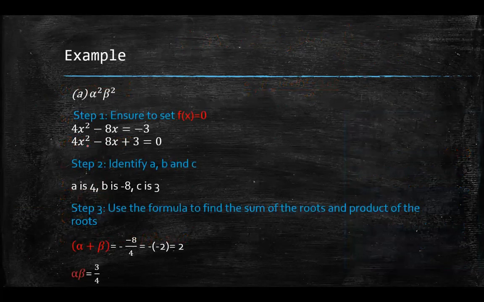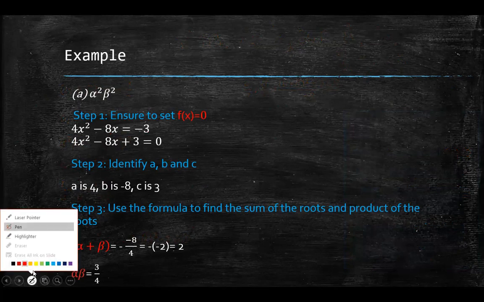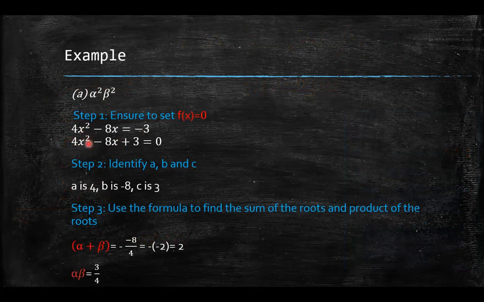Okay. So my quadratic, 4x squared minus 8x is equal to minus 3. First step, make sure it's set equal to 0. So that's why I have 4x squared minus 8x plus 3 is equal to 0. What's the other way I could have written this? If I wanted to carry across 4x squared and minus 8x instead, what would I have as my quadratic? Minus 4x squared plus 8x subtract 3.